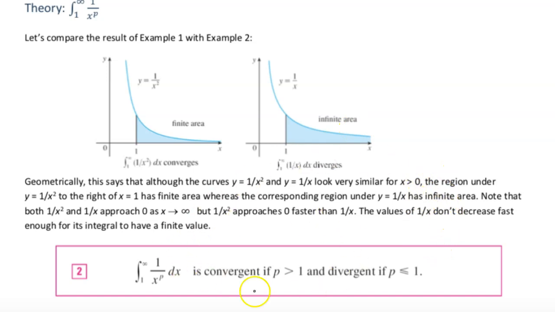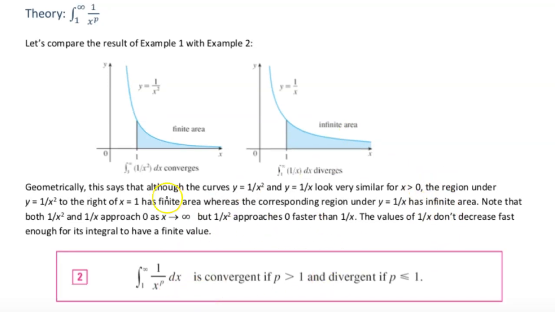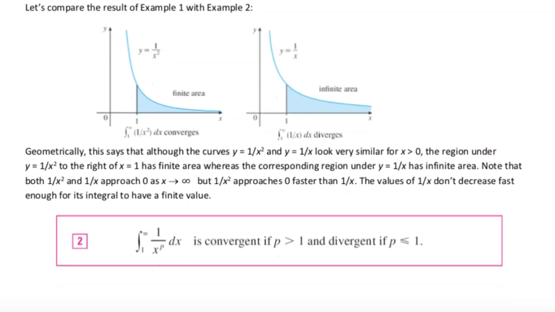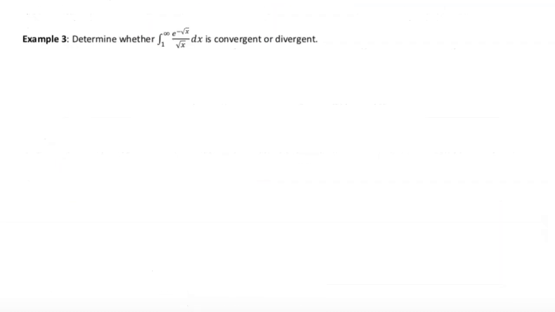And so we can always use this theory if we've got the area of 1 over x to the power of something, but only if our bounds are from 1 to infinity. So this is important only for these bounds. So now on to another example.